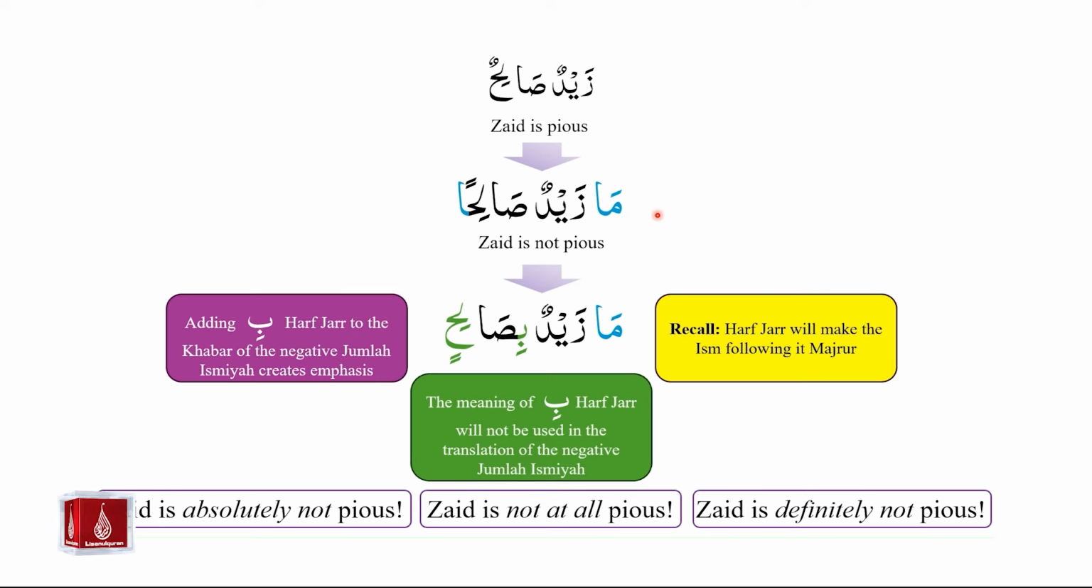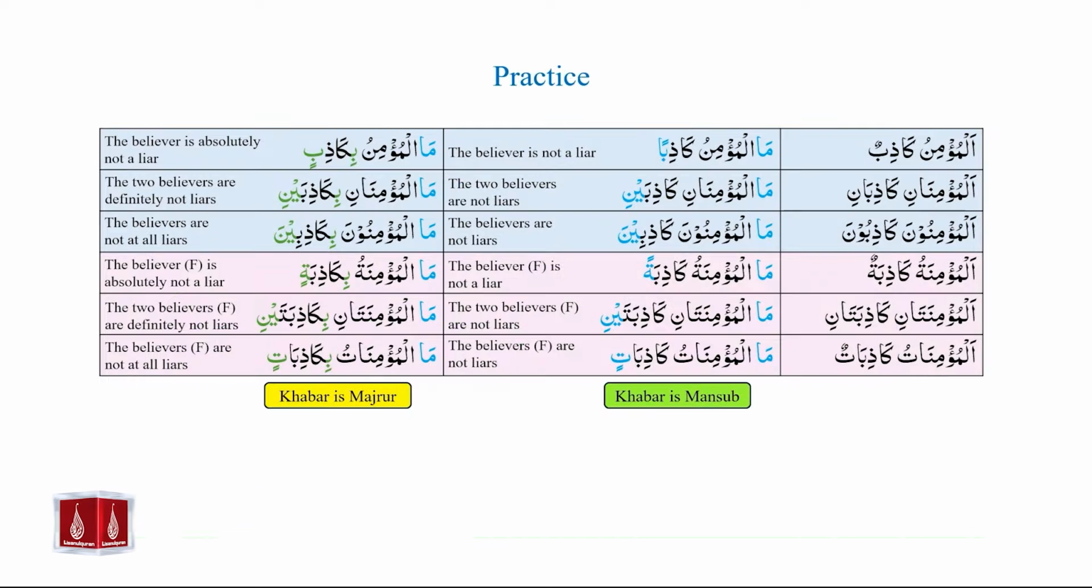So we had ma Zaidun Salihan, which meant Zaid is not pious, and we added ba harf jar to ma Zaidun Salihan to create emphasis, and we got ma Zaidun biswalihin. Zaid is absolutely not pious. Zaid is not at all pious. Zaid is definitely not pious. Now we will practice how to create emphasis in a negative jumla ismiya.